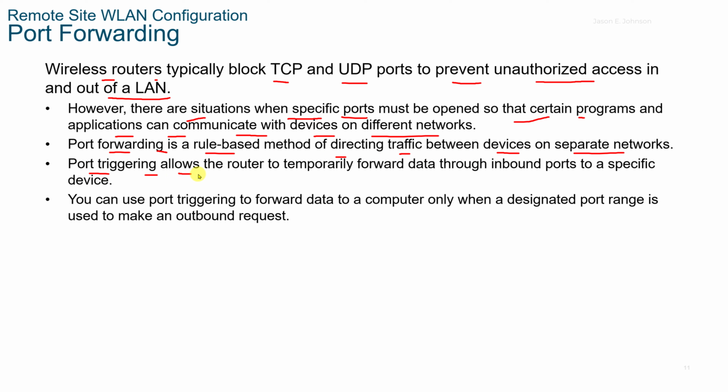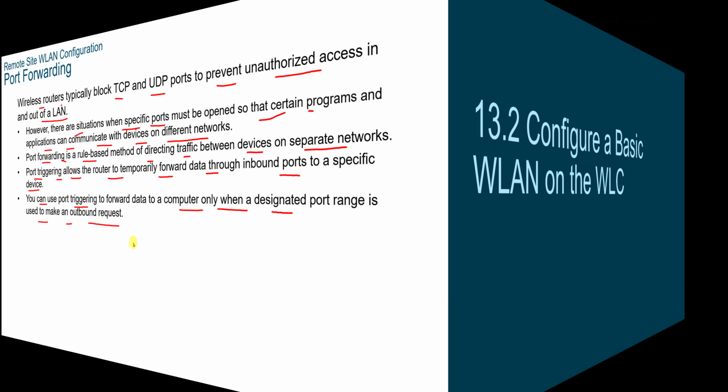Port triggering allows the router to temporarily forward data through inbound ports to a specific device. And then you can use port triggering to forward data to your computer only when a designated port range is used to make an outbound request.